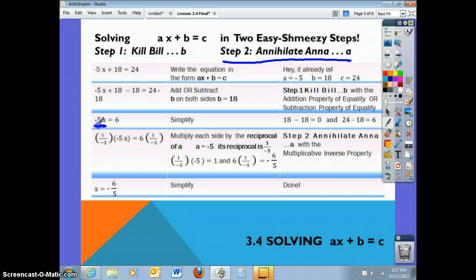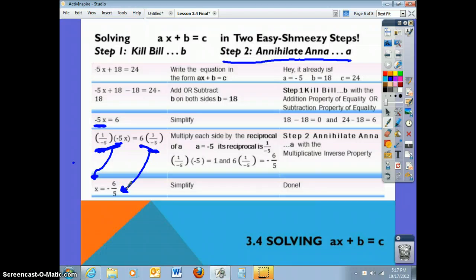Well, there's our a, the -5, that's what we're trying to get rid of. So how do we get rid of -5? Well, we either divide by -5, or we multiply by the reciprocal, also called the multiplicative inverse of -5, which is 1 over -5. And we do that to both sides. When we do it to the left side, we end up with just x, because the reciprocal makes this whole thing become 1. When we do it to the right side, we end up with -6/5. So what we solved for was x, which was -6/5.